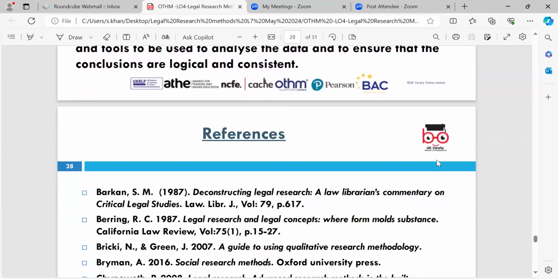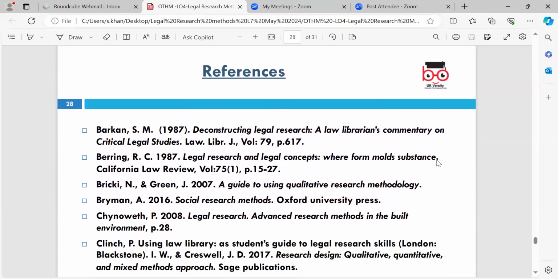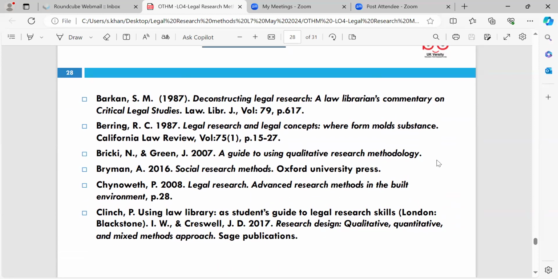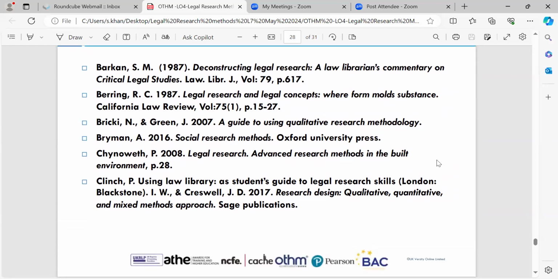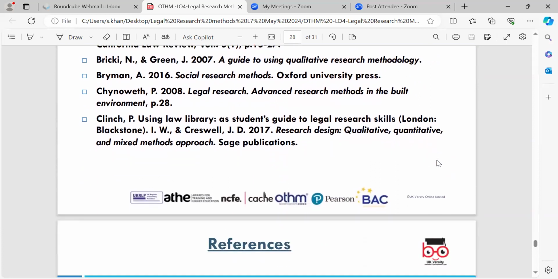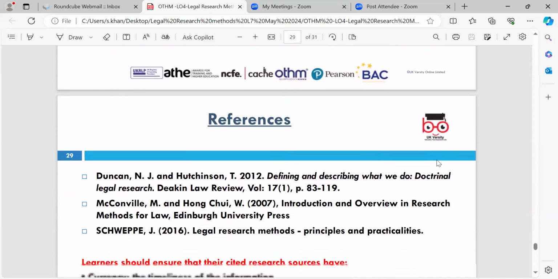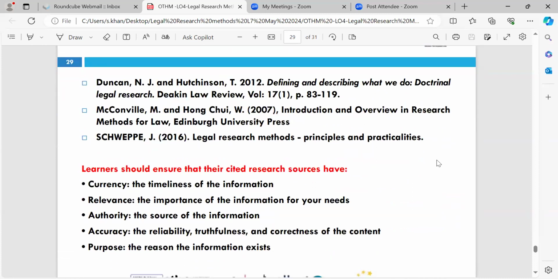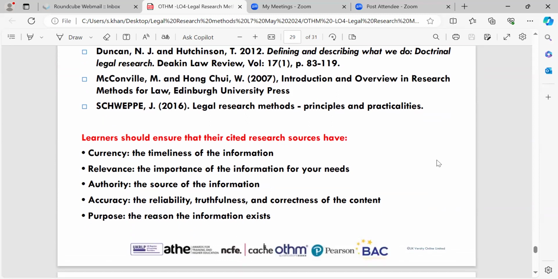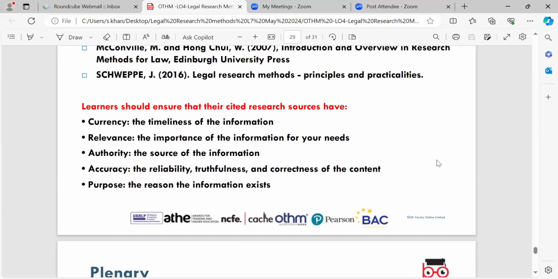So, the references. We finished learning outcome 4 now in regards to the legal research methods module unit, and these are some of the references that we've used for today's session, which are Deconstructing Legal Research by Barkan, Bearing Legal Research and Legal Concepts, Brickin, Guide to Qualitative Research Methodology, Prime and Social Research Methods, Sign-Off, Legal Research, Clinch, Studies Legal Research, Duncan and Hutchinson, Define and Describing What We Do, Legal Research, McConville, Introduction to Legal Methods for Law, and Shrep J, Legal Research Methods, Principles and Practicalities.